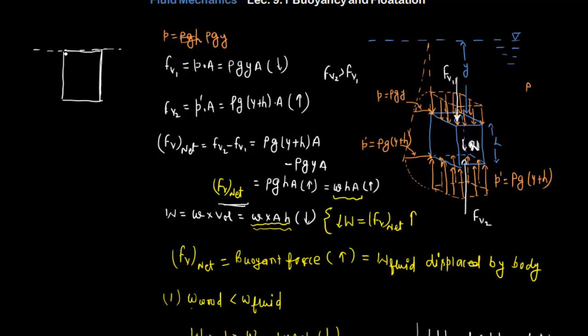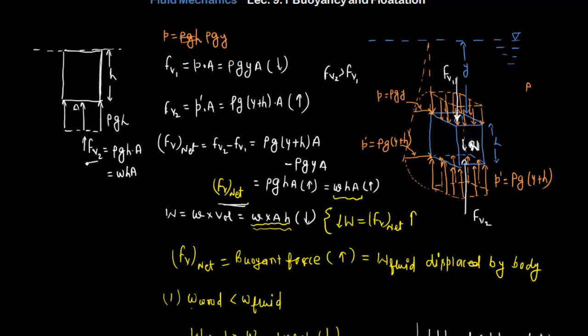Okay, now the pressure intensity at the top face of this wooden block is 0. The height of the block is h here. So the pressure intensity at the bottom face will be equal to what? I think this will be equal to rho g h. As A is the area, the vertical force acting here, FV2, will be equal to rho g h into A, or this will be equal to WHA.